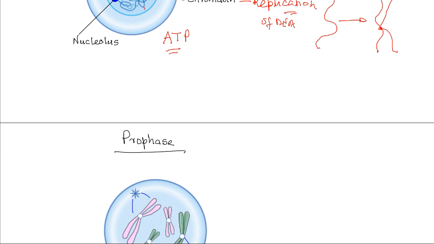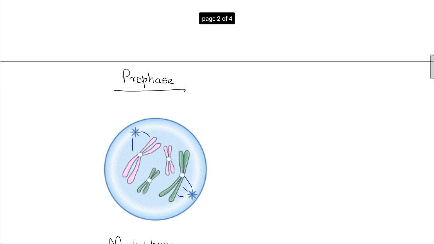Then, after interphase, the process that follows is known as prophase. During prophase, the following processes take place. 1. The duplicated centrioles separate and move to opposite poles of the cell, and the spindle fibers begin to form.